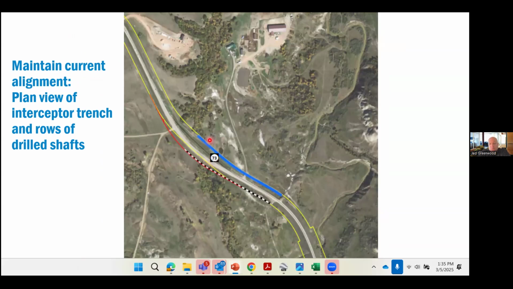So here's how it came out. This is the drilled shaft alignment in blue. And then we have the interceptor trench alignment here, very close to the edge of the right-of-way. But as I mentioned earlier, all of the repair work had to be done within the right-of-way. So that limited our options to some degree.